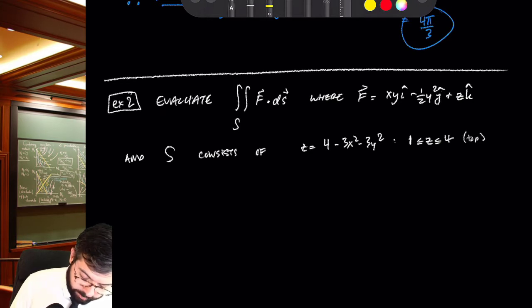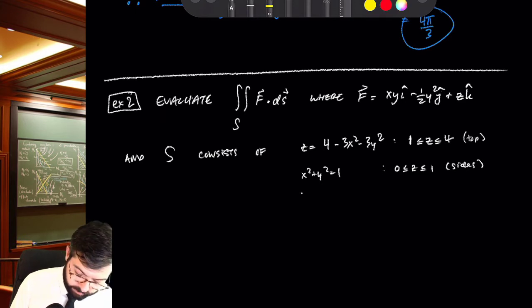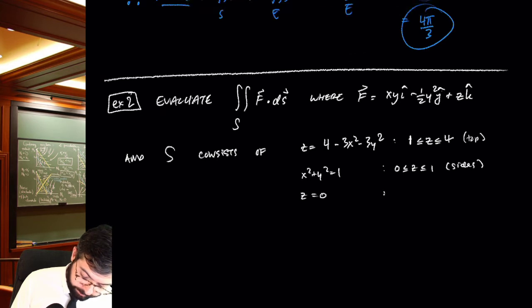This is like the top. Then we've got the cylinder, x squared plus y squared equals 1. This is for z values 0 to 1. These are the sides of this. And z equals 0. This is the bottom.